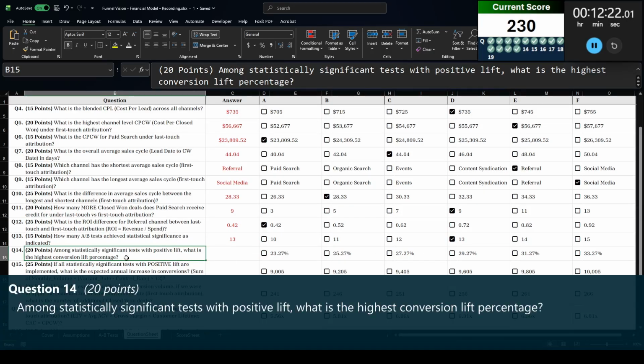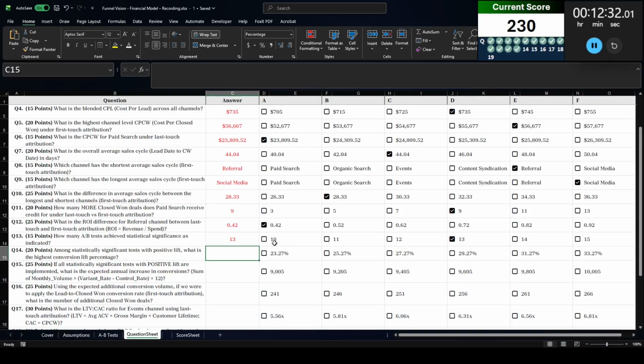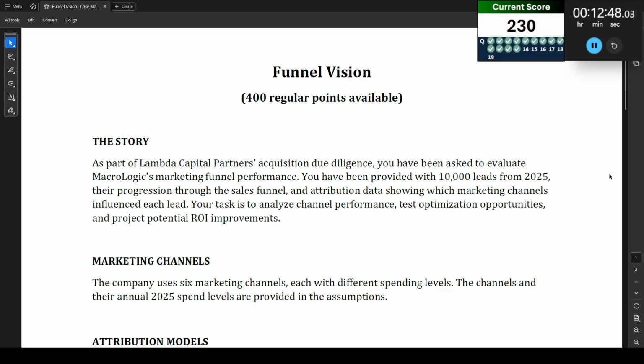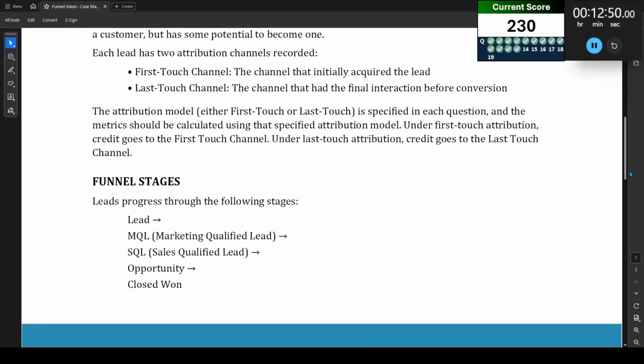Question 14. Among statistically significant tests with positive lift, what is the highest conversion lift percentage? All right, so the lift is talking about... Oh, we don't have lift here. We don't have lift here, do we? Okay, well, let me go back to the instructions because I know there are several formulas within the instructions and maybe lift is listed here.